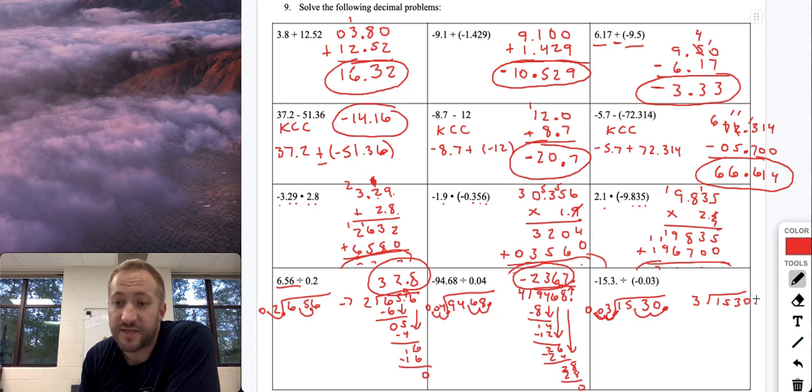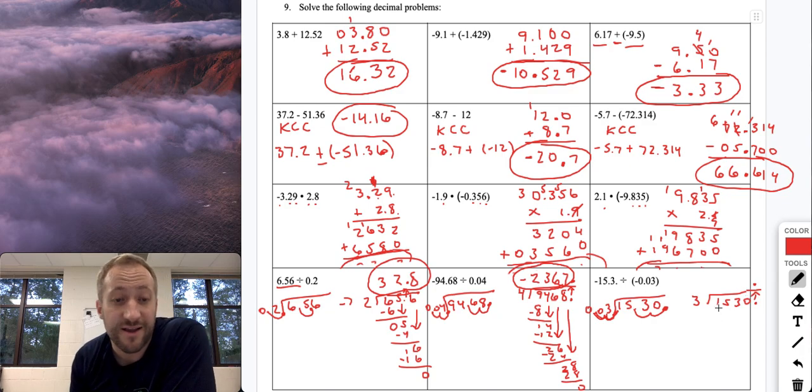And that's where I moved my decimal. And that's where it's going to go in my final answer right there. So now I can just go and divide. 3 into 1, that goes 0 times. So let me look at 3 into 15. That goes 5. 3 times 5 is 15. Subtracting, I get 0, bring down the 3. 3 into 3, that goes once. 3 times 1 is 3.